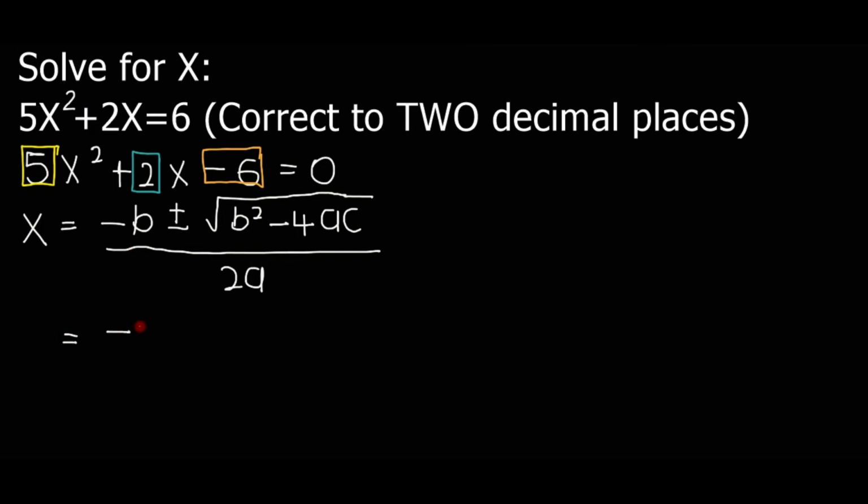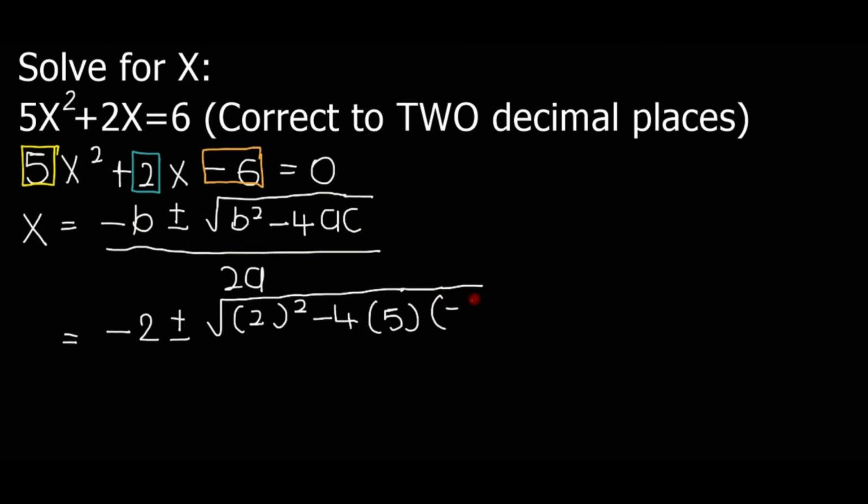So from there we substitute minus, and b we substitute with 2, and then plus or minus the square root of b squared minus 4ac. Our a is 5, and then our c is minus 6, and then 2 times 5, and then from there we minus 2 plus.